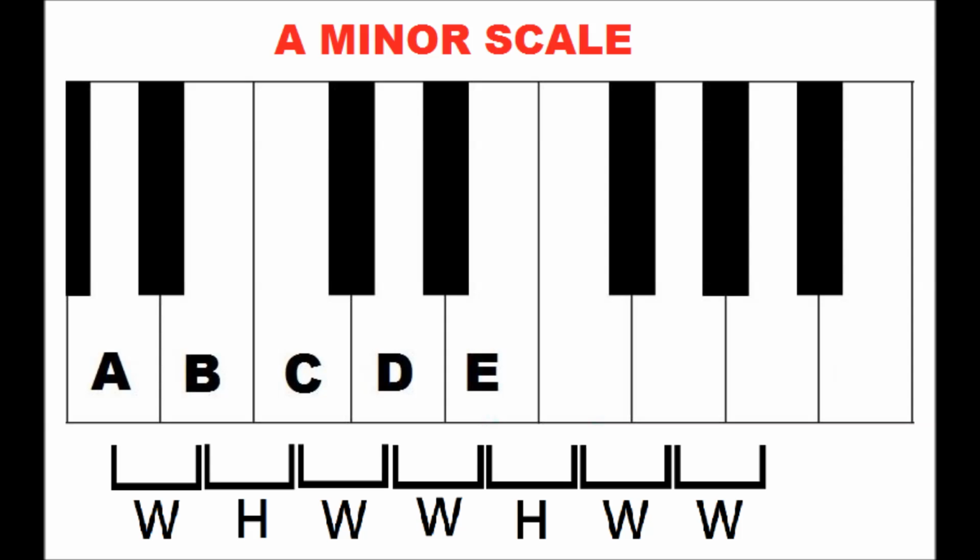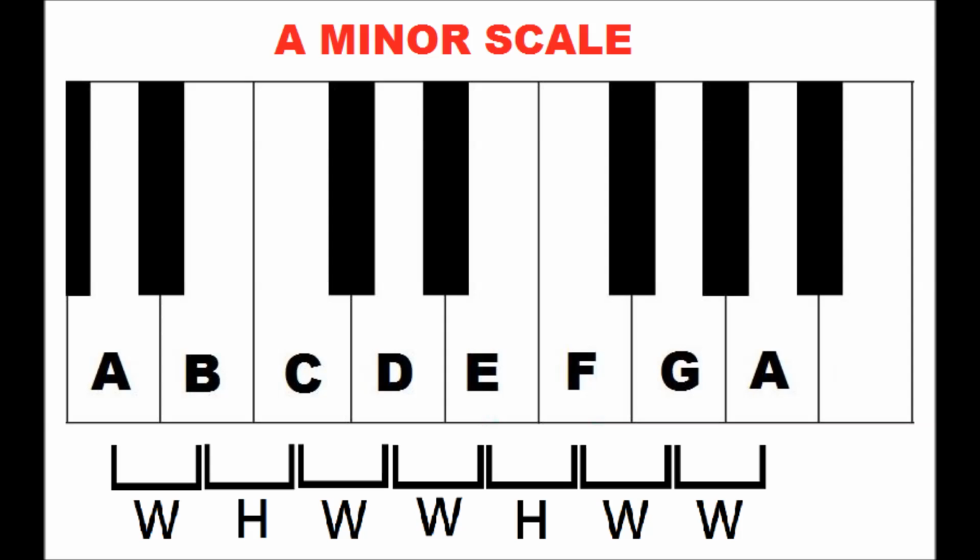From E, we move a half step higher. This takes us to F. From F, we move a whole step higher. This takes us to G. From G, we move another whole step higher, and this takes us to A. There we have it, the A minor scale. That wasn't hard. All we did was follow the formula W, H, W, W, H, W, W, and we came up with an A minor scale.